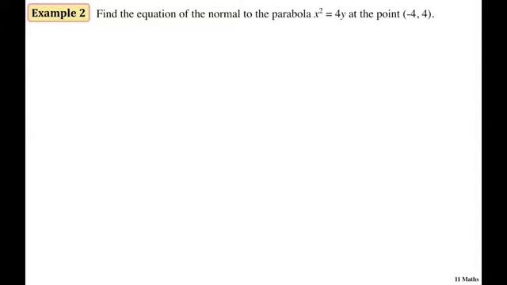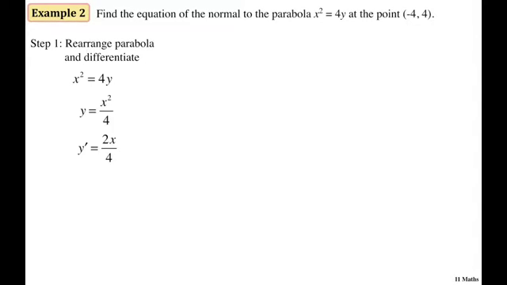Well, let's go about it. The first thing we're going to do is rearrange the parabola to allow us to differentiate, because we need to differentiate to find the derivative, or the gradient of the tangent. So x squared equals 4y, divide both sides by 4, and you will get y equals x squared over 4. If you differentiate now, the derivative of x squared is 2x. 2 over 4 cancels, so that will give you y dash equals x over 2.